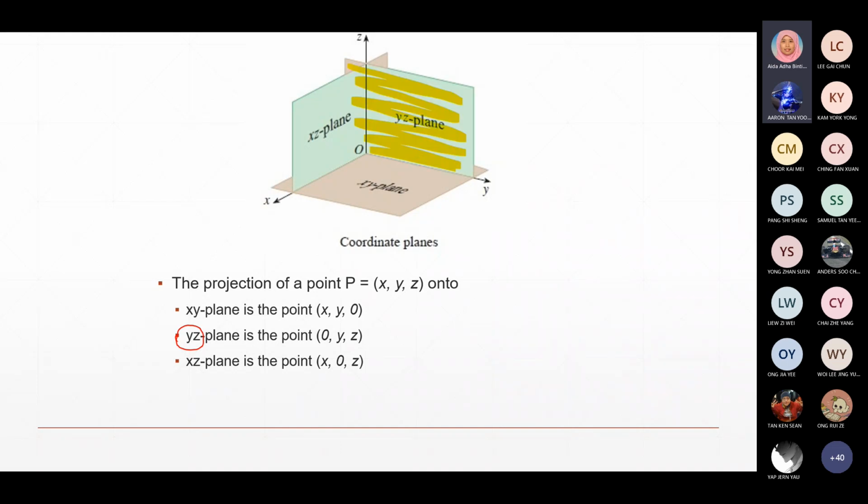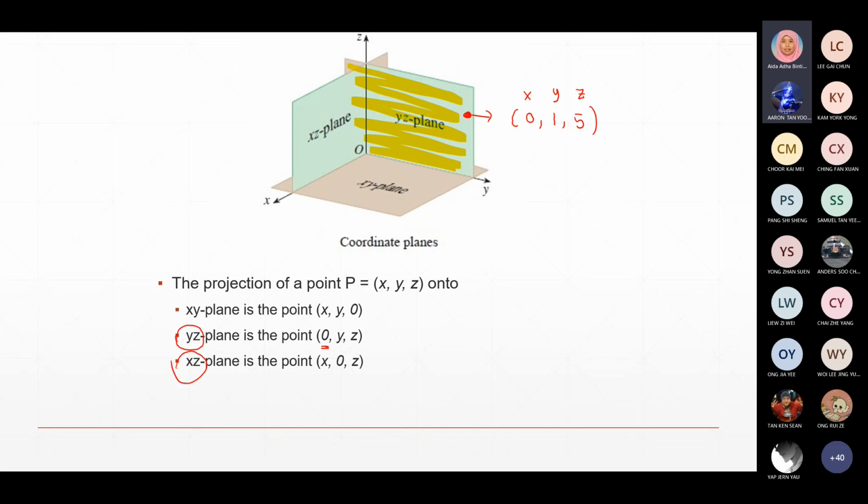For the YZ plane, our x must be 0. Let's say I have the coordinate (0, 1, 5). You can see your x here is 0, so you know that this point is on the YZ plane.